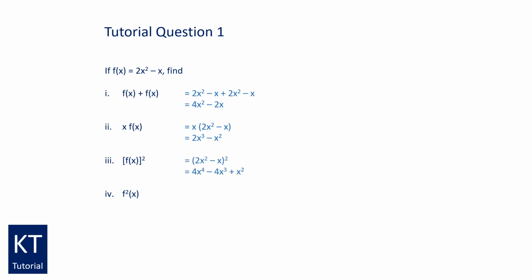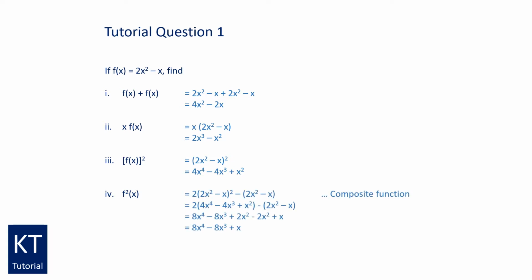The third involves multiplying fx against itself, and this expands to the solution being 4x to the power of 4 minus 4x to the power of 3 plus x to the power of 2. As for the fourth question, it's a composite function where you would position fx into fx as shown in the working.